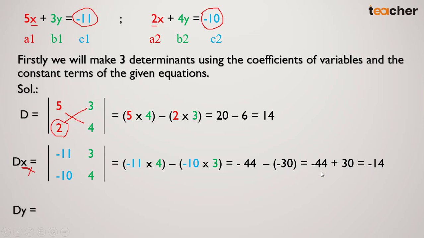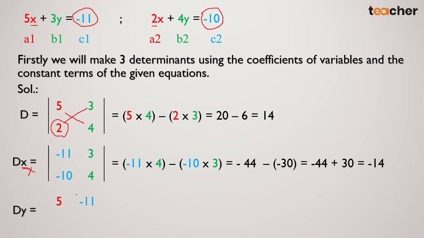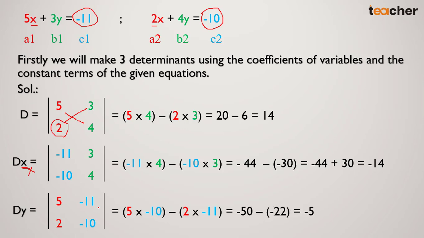Now in the same manner we will find the determinant Dy. Dy will now consist of the x coefficients and the constants. This means when we take Dy, we will not write the coefficients of y. Instead of writing the coefficients of y, we will write the constants. So it is 5, minus 11 in the first row, 2, minus 10 in the second row, within the mod, and we will solve in the same manner. When you solve these, you will get the answer minus 28.